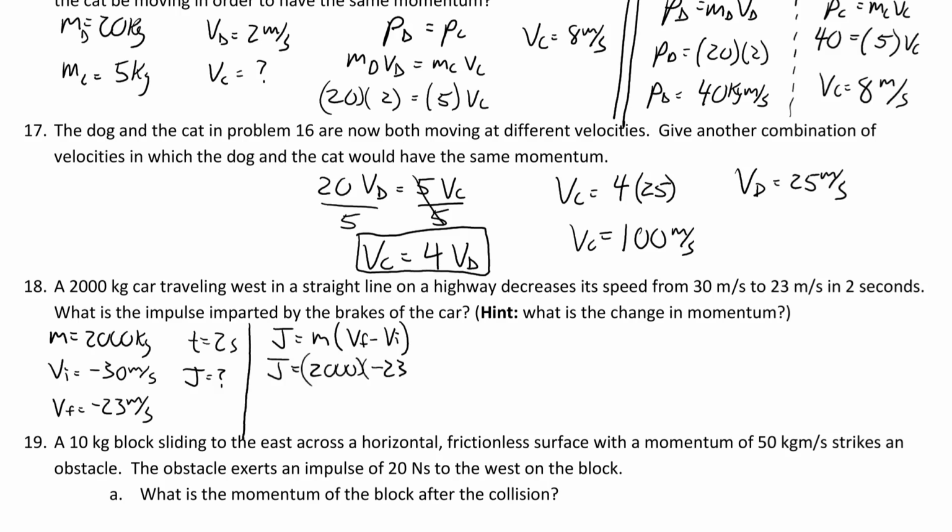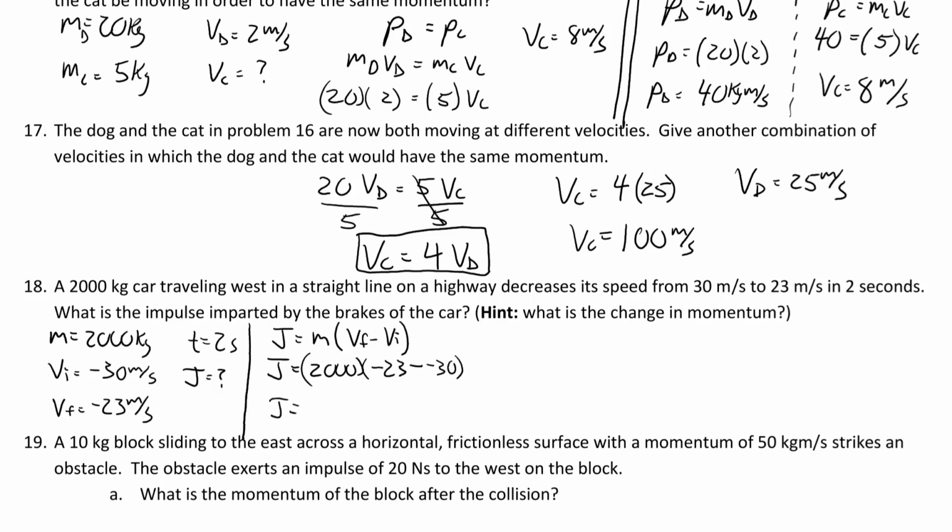So this is where the second trick comes into play. You had to make sure that you made it negative because it's west, so don't drop the negative. It's negative 23 minus the initial velocity, which is negative 30. So this turns into like a plus positive. You could think of it like that. So you get a change in velocity of 7 meters per second.